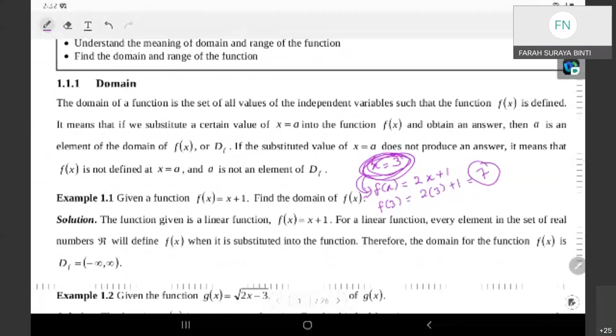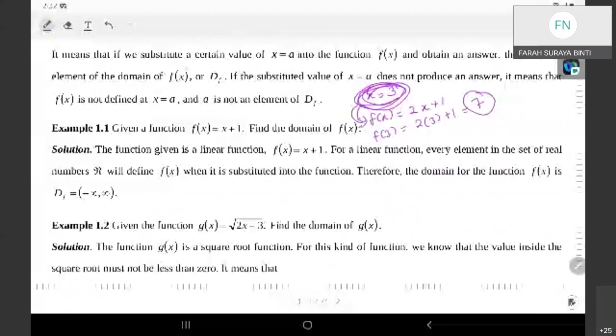Okay, look at example 1.1. Given a function f of x equal to x plus 1. You need to find the domain of that function. What is the domain of that function? Okay. Kita baca solution. Fahamkan betul-betul.